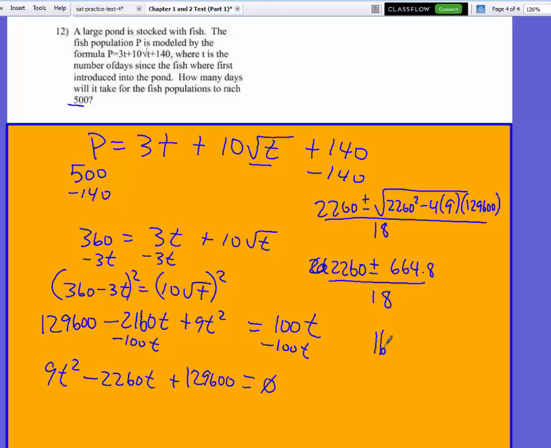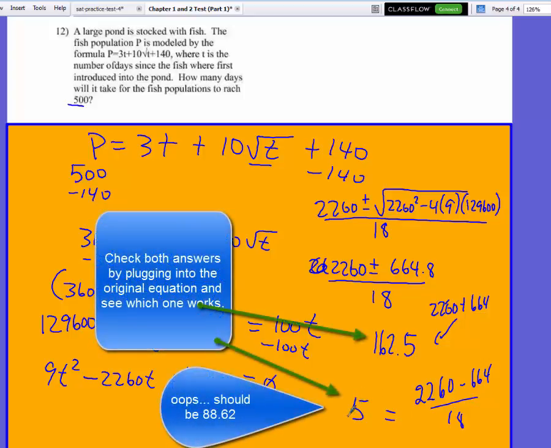So if I do the plus, that gives me 162.5 days. That would be if I did 2260 plus the 664. If I did 2260 minus the 664 divided by 18, we would only get 5 days.